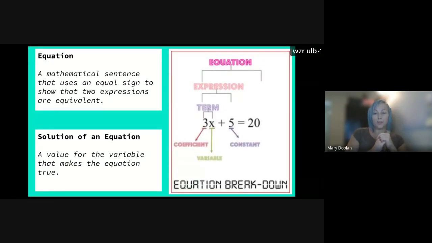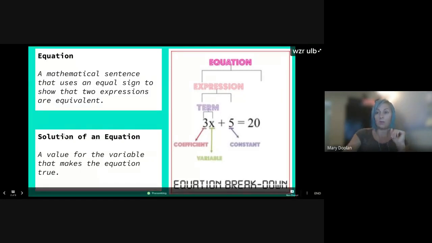When you have a term that has a variable in it, the variable is the letter, and the number that touches the variable is called the coefficient. So 3 is our coefficient, and our variable is x. 5 and 20 are terms, but they're different types of terms. They're called constants, which means they are just numbers. There's no variable part to them.